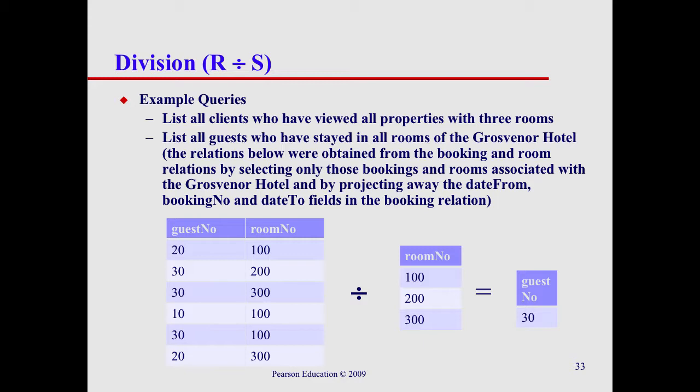Okay. Yes? The question was, is set division always just on one column? Because that's what we've been showing. In reality, this right side relation could have an arbitrary number of columns, but in practice, usually it's going to be a single column.